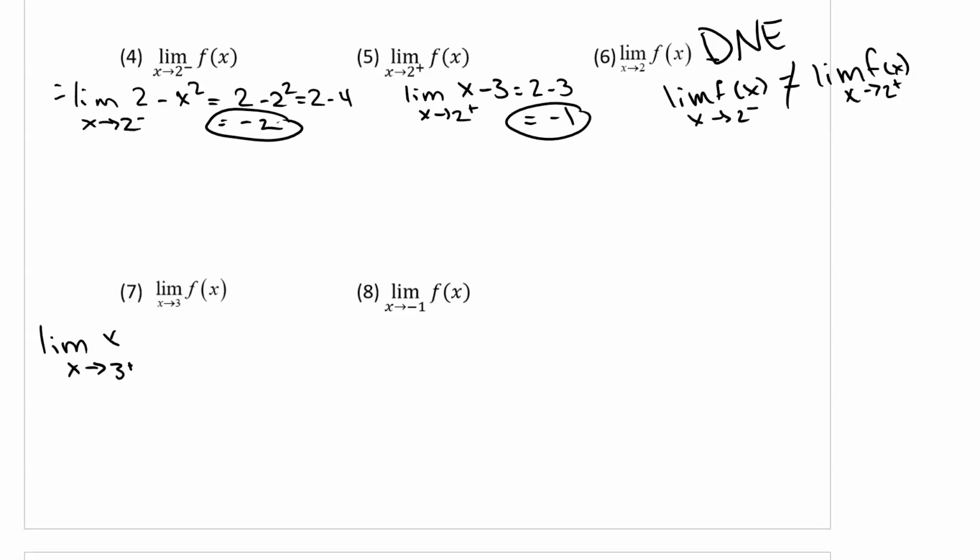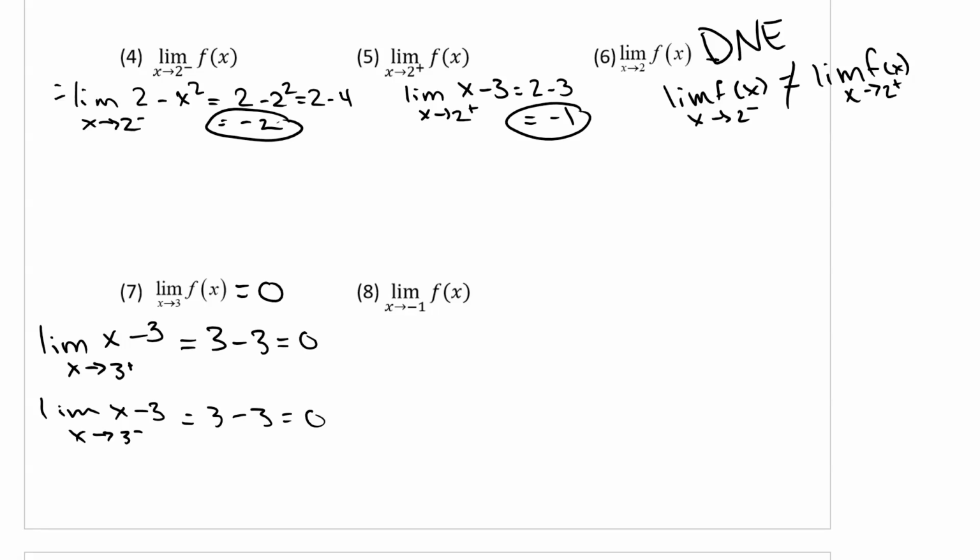All right. So 3 from the right, we're just going to be using the x minus 3. And from the left, we're still going to be using that same function. So the limit overall equals 0 because those two limits are equal.